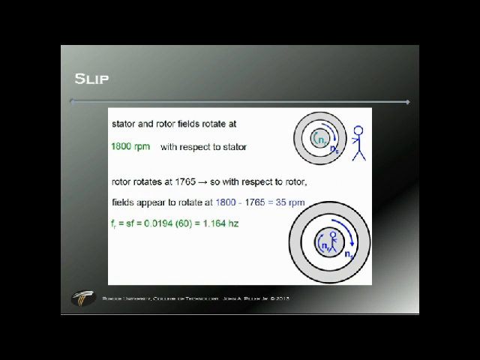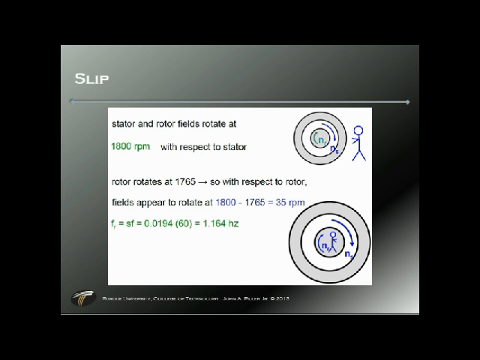So the stator and rotor fields are rotating. The stator is rotating 1800 RPM with respect to the stator. The little guy at the top is standing outside looking at the stator. The rotor rotates 1765, so with respect to the rotor, the fields appear to rotate at 35 RPM if I'm standing on the rotor. That gives you kind of an idea of the difference between the two speeds in reference of where you are in location.